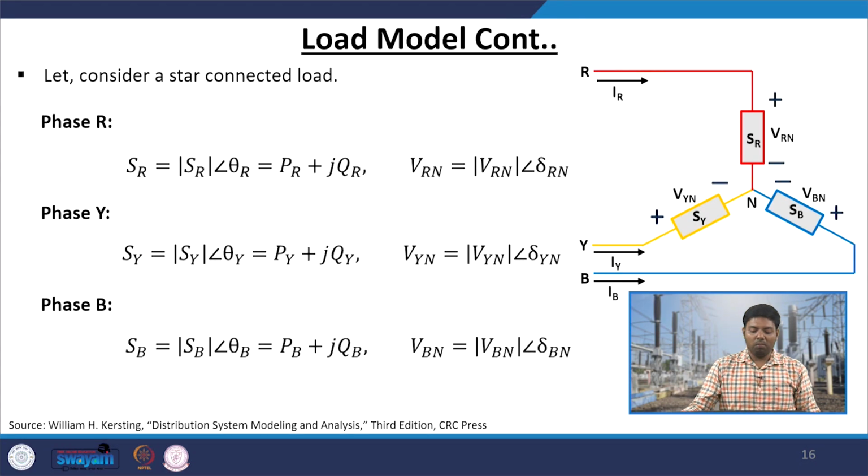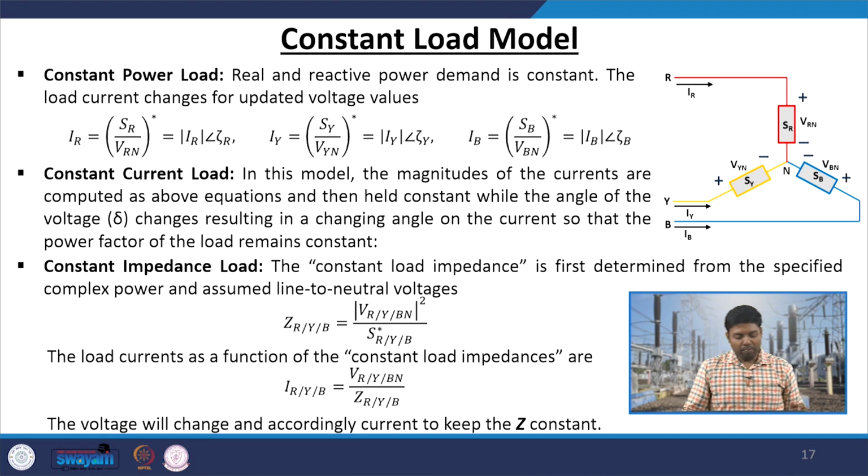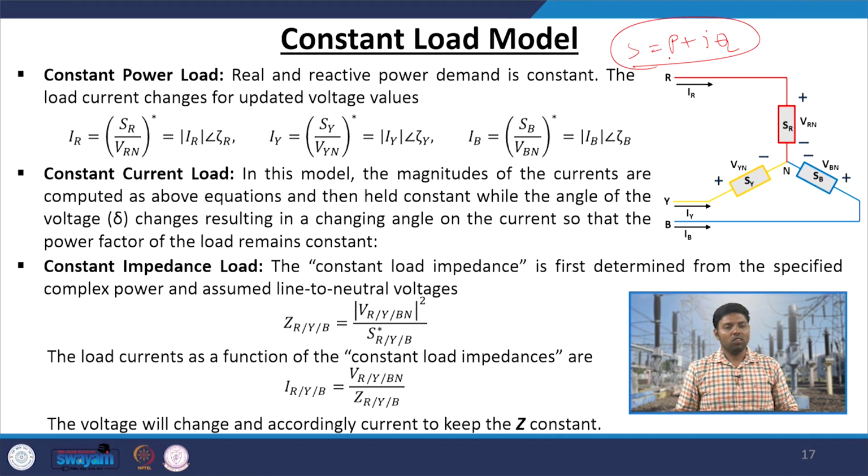This is the load model, where you have a 3-phase star connected load, represented by P plus jQ for the 3 different phases. The voltages are 120° apart if it is a balanced condition, and if it is unbalanced, then the voltage magnitudes and angles are different from each other. For a constant power load, we consider S equals P plus jQ to be constant, which is a major share of the total power demand, because our motor loads are mostly constant power loads.